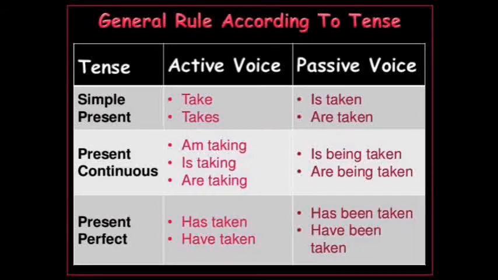Now the general rule according to the tenses that we have just learned, we will learn through an example. So in the simple present, take and takes change to is taken, are taken. In present continuous, am taking, is taking, are taking change to is being taken, are being taken. The present perfect, that is has taken, have taken, changes to has been taken and have been taken.